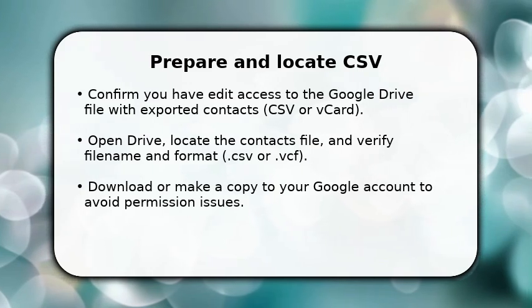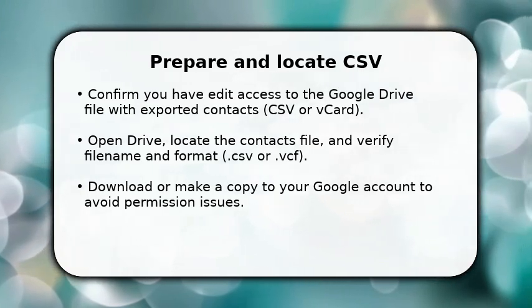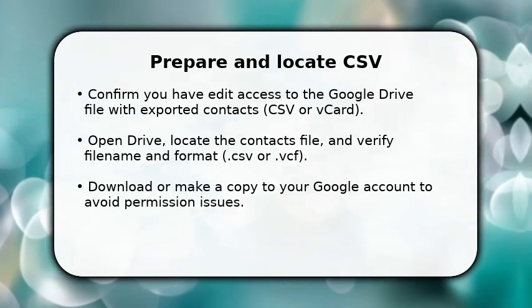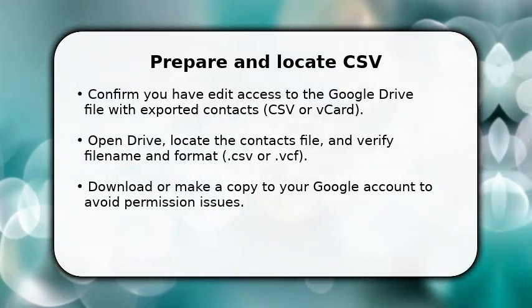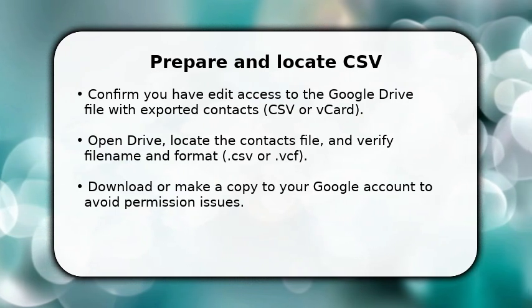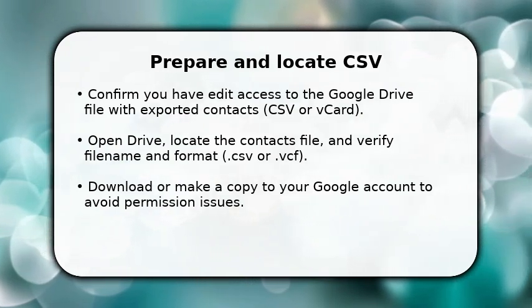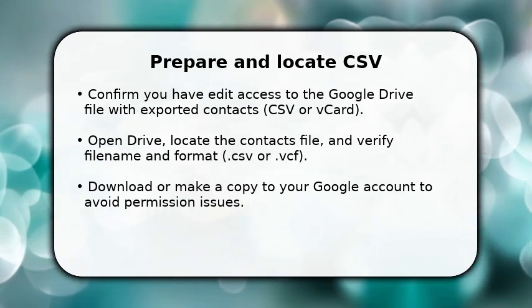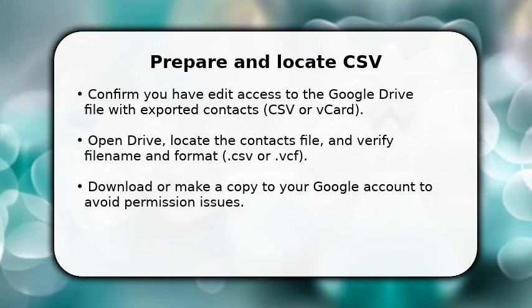Enjoy the video. You'll start by finding the exported contacts file in Google Drive and ensuring it's the right format. Look for CSV or VCF and confirm you have edit or download permission. Once located, download a local copy or make a Drive copy to your account so changes won't be blocked. This prevents permission errors later.